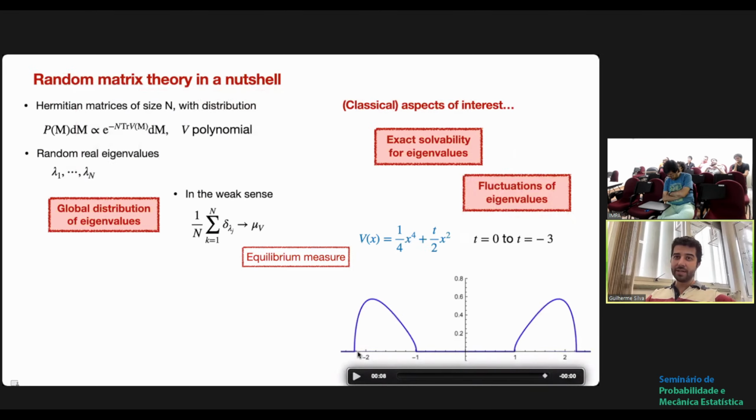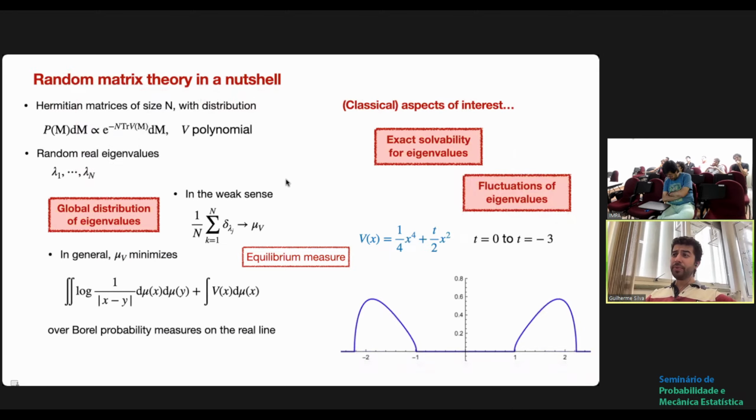So what we're saying here is that for t equals -3, for instance, in the large n limit, eigenvalues accumulate almost surely in this interval here, on the negative axis, and in this interval here. And the probability of finding eigenvalues in another interval, disjoint from those two, actually decays exponentially to 0 with n. Anyway, this is a picture of the equilibrium measure.